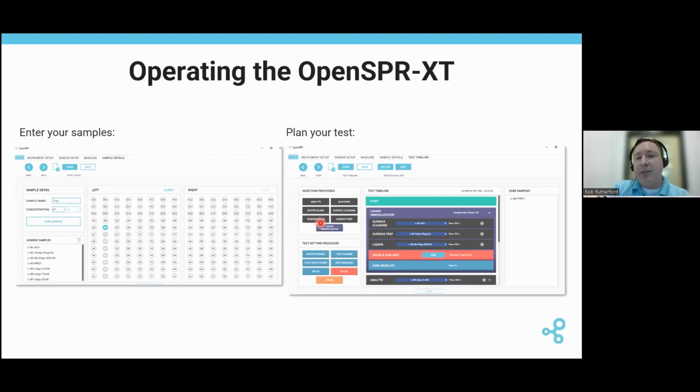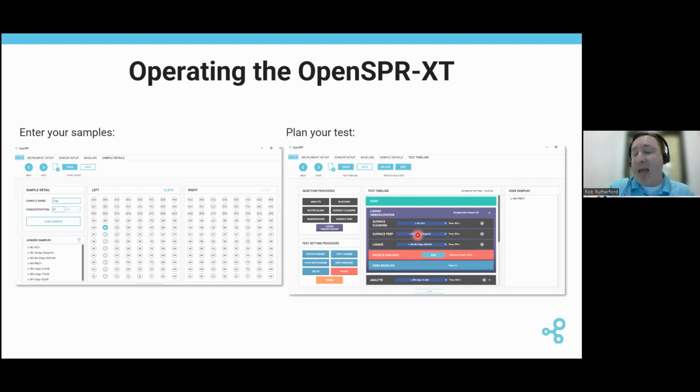The next thing to look at is on the right-hand side. So this is building a test timeline. In your XT, this is exactly what you're going to see. You have a bunch of different injection processes that you can choose from. You just drag and drop them under the test timeline in whatever order you like. The ligand immobilization feature is this purple key right here. So if you were to drag and drop that over, you'd see something very similar to this, where it's asking you what would you like to do for surface cleaning, for surface prep, and to actually immobilize your ligand. In the XT, your samples are shown for you on the right-hand side until they are assigned to a specific well. Once they're assigned to a specific injection, they disappear from here and they show up there.